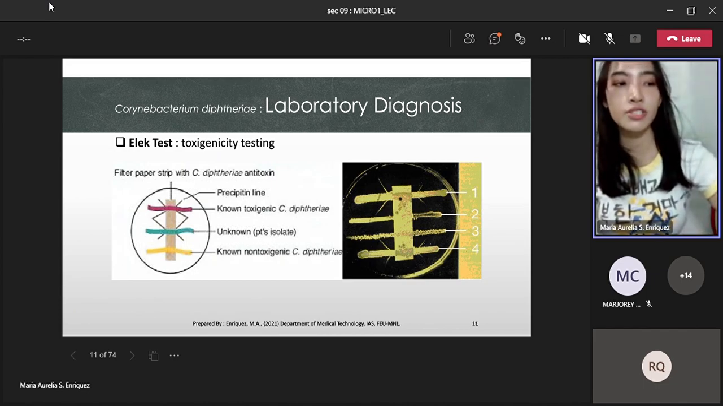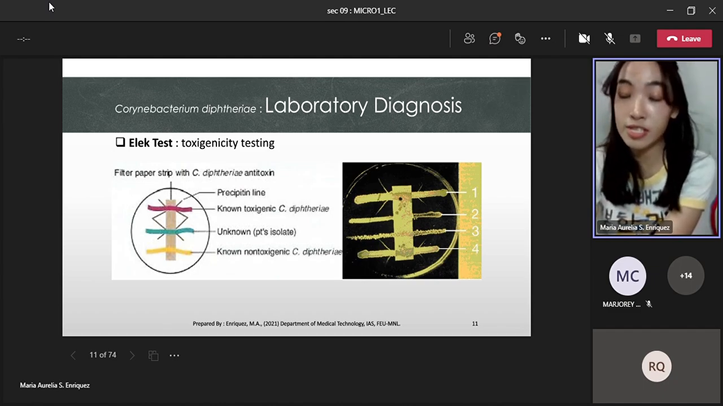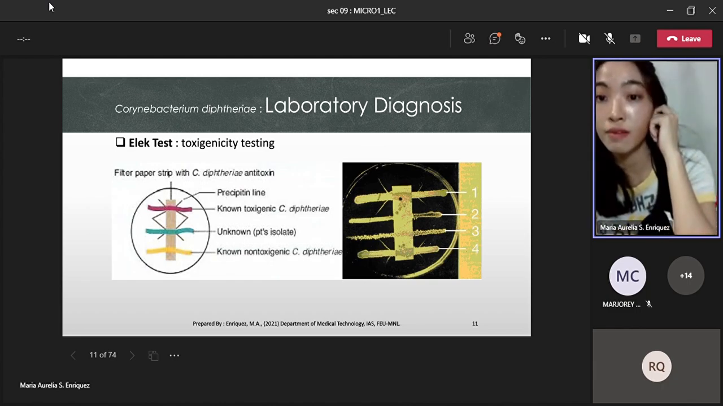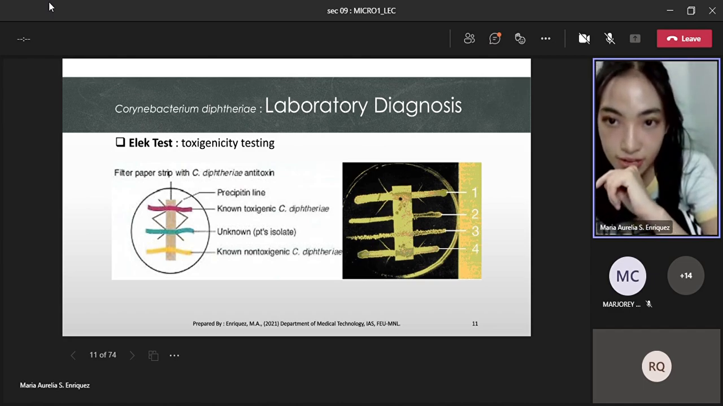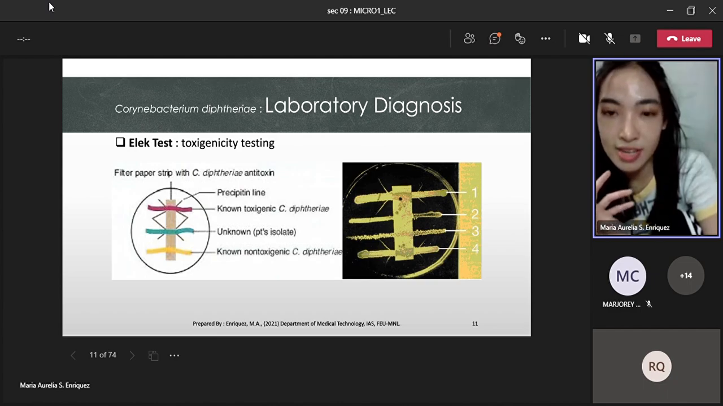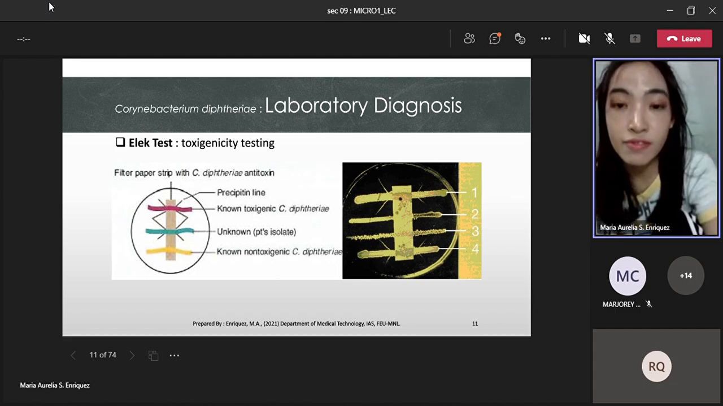Okay, let's now talk about toxigenicity testing. So the LEC test is a form of toxigenicity testing. Kasi po, the identification of an isolate as Corynebacterium diphtheriae does not automatically mean that the patient has diphtheria. Kasi nga po, di ba, nabanggit natin kanina, some diphtheria species may be negative for toxin production. So yung iba namang pong diphtheria species, they may only be commensals or normal flora lang sila. So the diagnosis of diphtheria is established by demonstrating if the isolate also produces the diphtheria toxin.